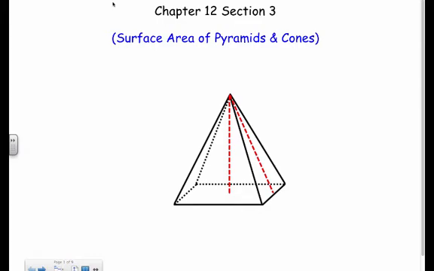Yesterday we dealt with the surface area of prisms and cylinders, and now we're going into our pyramids and cones. So basically, it's kind of like a prism and a cylinder, except it comes to a point now. So let's just look back quickly.